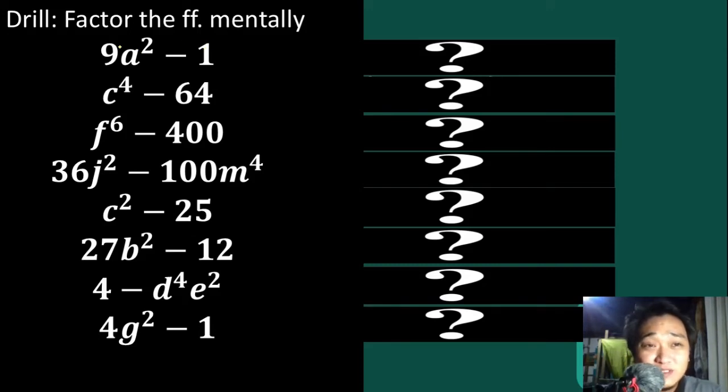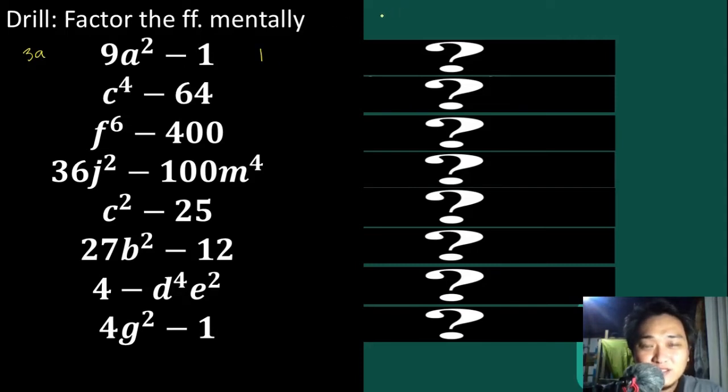What will be the square root of 9a squared? Parang kamukha lang rin to nung nauna nating example, ano? So, the square root of 9a squared is 3a. What will be the square root of 1? The square root of 1 is, of course, 1. So, sa tingin nyo, ano kaya yung magiging factor natin? So, meron na tayong pinaka-a term natin, which is 3a, tsaka yung pinaka-b term natin, which is 1.